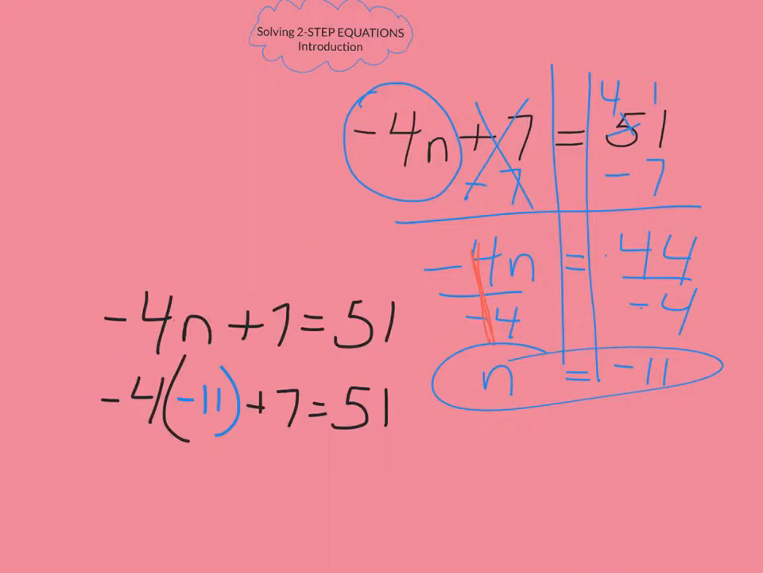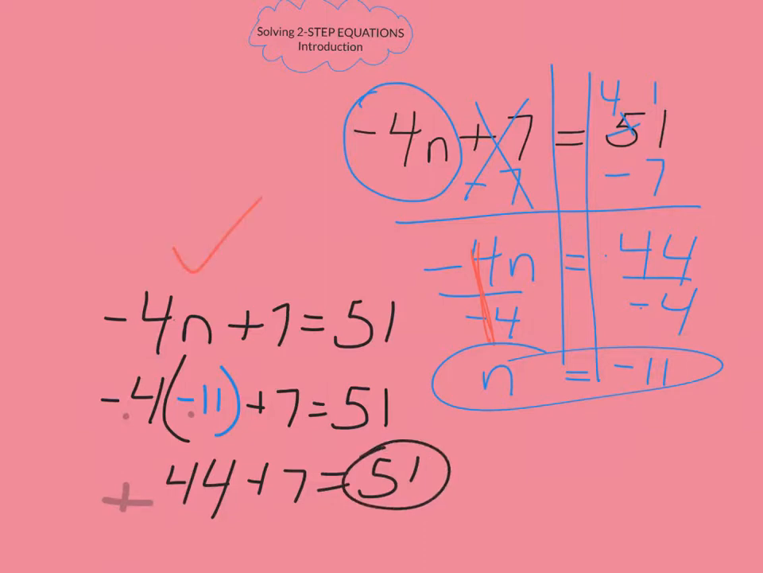Alright, so if I wanted to check to make sure my answer was right, I could plug negative 11 in for n. So negative 4, that's the original equation that I started with. So negative 4 times negative 11 would give me, well, negative times a negative is a positive. 4 times 11 is 44, and then plus 7 equals 51. 44 plus 7 is 51, so I know I did my problem right. Check.